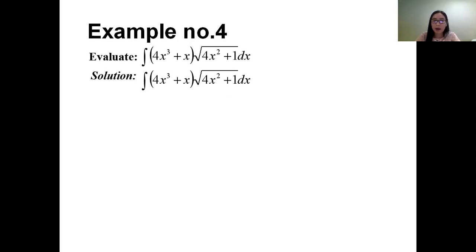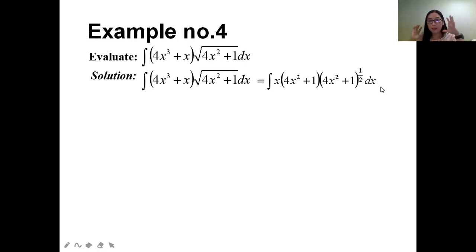So para dili ta makulbaan, i-rewrite lang nato siya into integral of, ipagawas nato si x since makita nato diri sa 4x cubed plus x nga common nila is x, di ba? So pwede ipagawas si x. So we have integral of x quantity 4x squared plus 1. Okay? So gi-extract nato si x. Tapos gi-rewrite ra nato si square root of 4x squared plus 1 into quantity 4x squared plus 1 to the power of 1/2 dx. So pagtan-aw ninyo, medyo dili na siya complicated.